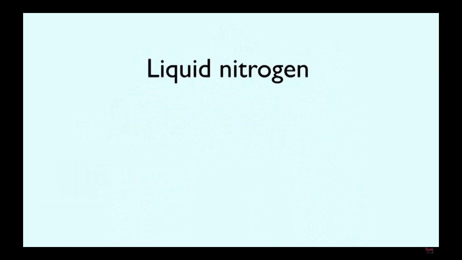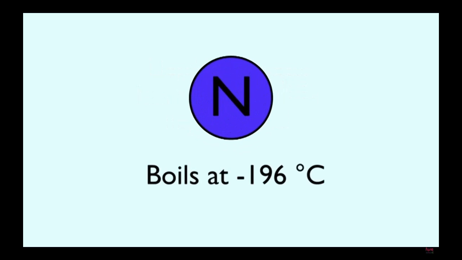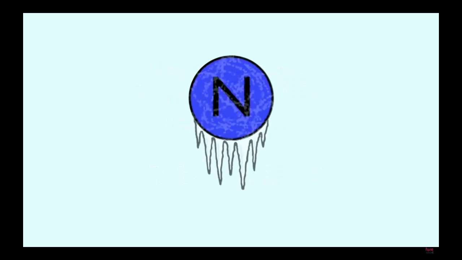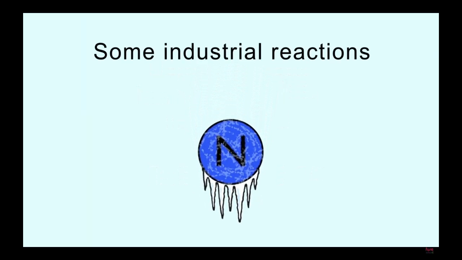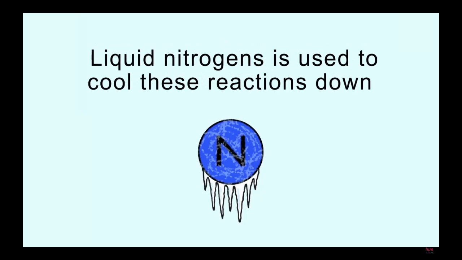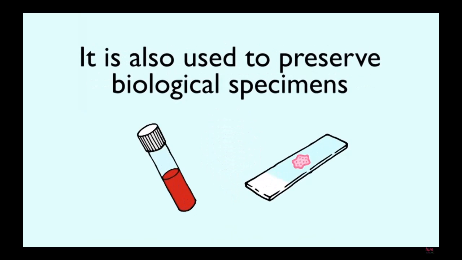Liquid nitrogen also has many real-life applications. Nitrogen boils at minus 196 degrees Celsius, so you can imagine how absolutely cold nitrogen is. Now you may wonder, what is the use of something that is so cold? Some industrial reactions are highly exothermic, and liquid nitrogen is used to cool down such reactions. Liquid nitrogen is also used to preserve many biological specimens, such as blood and tissue samples. Therefore, it plays an important role in scientific research.